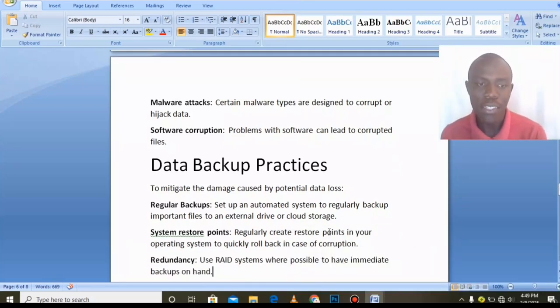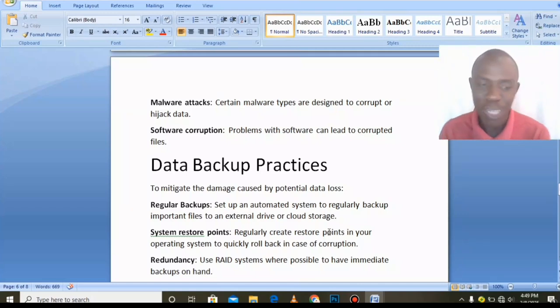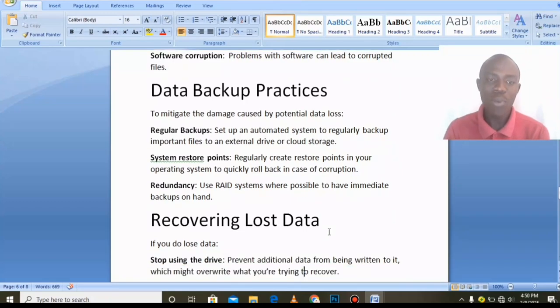Data backup practices to mitigate the damage caused by potential data loss. So, regular backups: set up an automated system to regularly back up important files to an external drive or cloud storage. Data backup practices mean that you protect your information by creating a second copy of your work, of your data, of your documents.